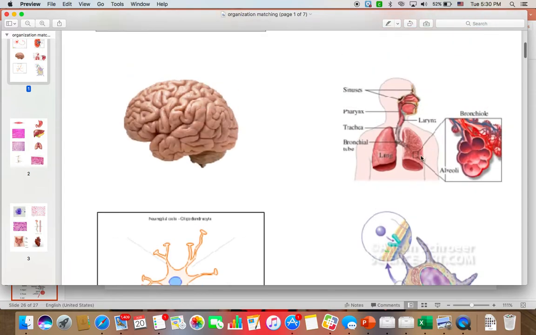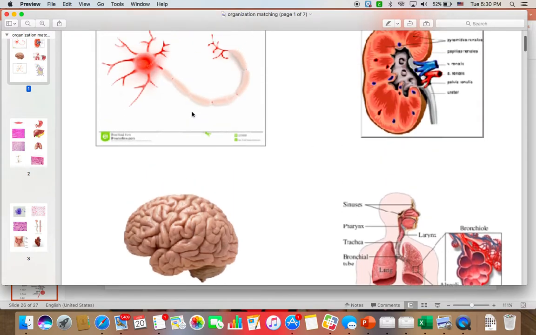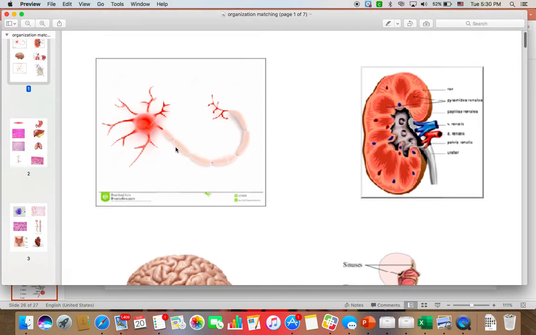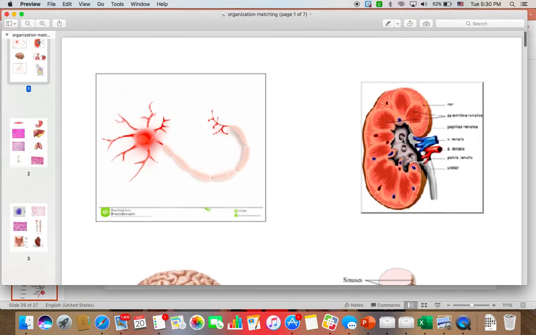Okay. And here's a system because you see the lungs, the trachea, sinus cavities, all that stuff together. And then, of course, the brain is a single organ. This is a cell, and this is an organ. Okay, so just keep those in mind. Remember, you're going to have to apply this knowledge, so just make sure you can pick out and you understand the differences in those. Okay.